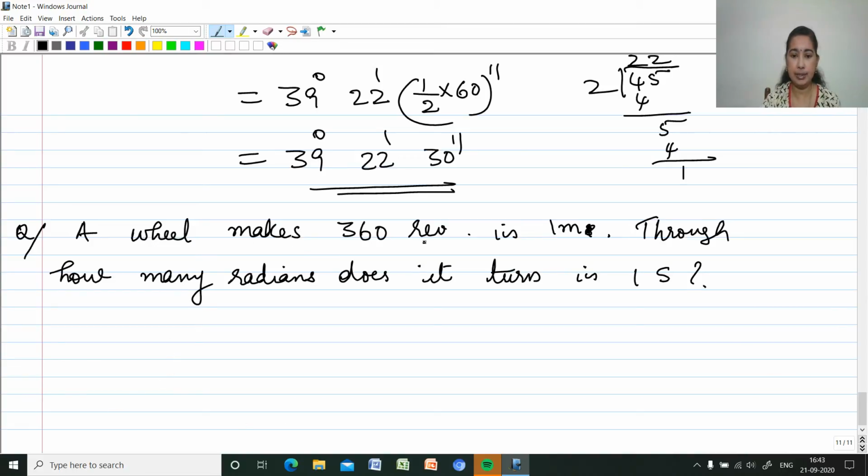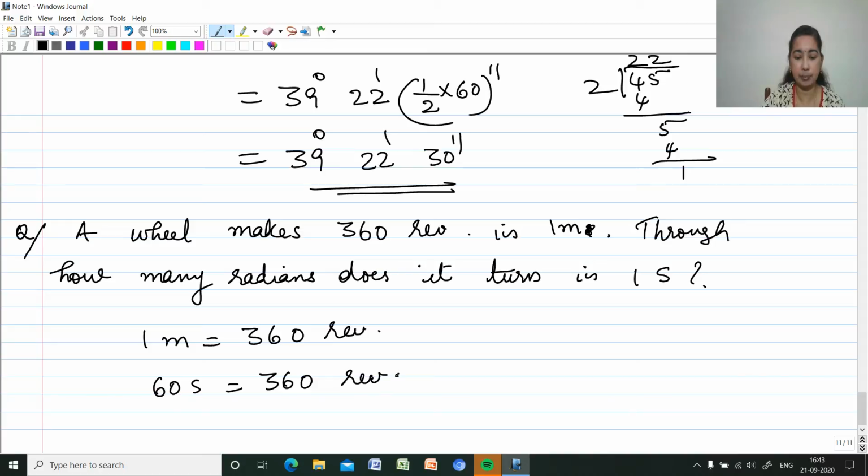So a wheel makes 360 revolutions in 1 minute. That means 1 minute, 360 revolutions. 1 minute means 60 seconds. In 60 seconds, the number of revolutions is 360. So what happens in 1 second? 360 by 60, that is 6 revolutions in 1 second.